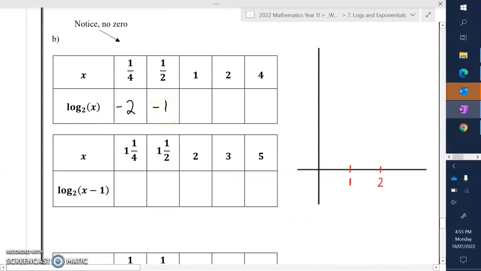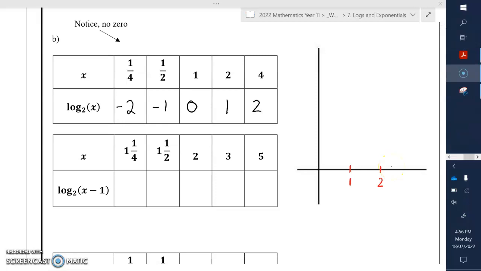Okay, next three are quite easy. I'm going to pop a 1 in there. 2 to the what is 1? 2 to the 0. 2 goes in there. 2 to the something is 2: 2 to the 1. And 2 to the something is 4: it's going to be 2. So there are our values there, and we can plot that one now.